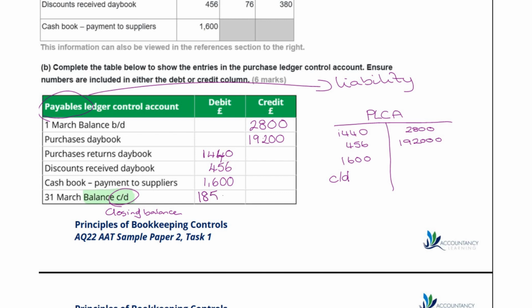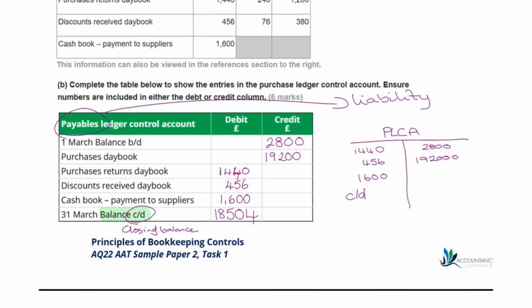So our £18,504 is a debit balance on the purchase ledger control account here. You would then also be able to add all of these together, take the debits off, so add your credits together, take your debits off to then prove that that balance is correct.